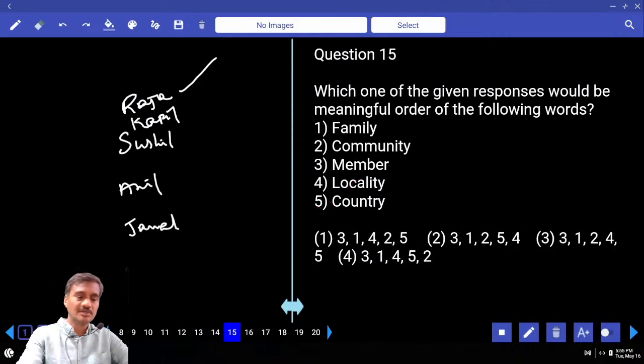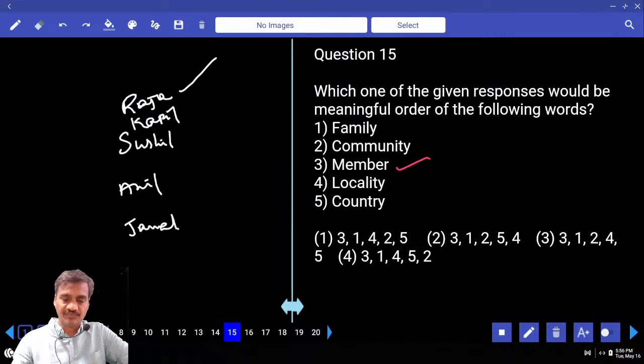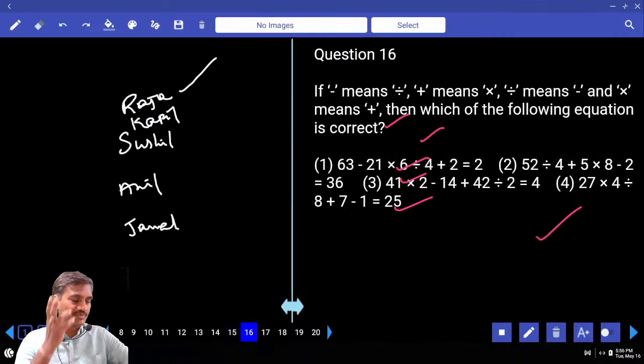Then the 15th one. Now in this 15, we need to arrange all these in a particular meaningful order. First it is a member. From member, it is a family. Next to family, it is a community. Then locality, and finally it is country. So it is 3, 1, 2, 4, 5, choice 3, question number 15.